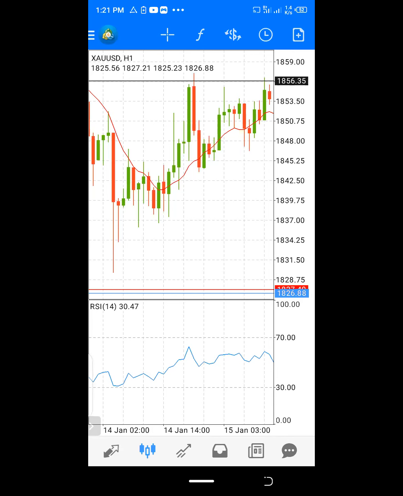Can somebody tell me the types of candles that we have in the foreign exchange market? Can somebody type the two types of candles that we have in the foreign exchange market into the chat box? Exactly, the bullish and the bearish.